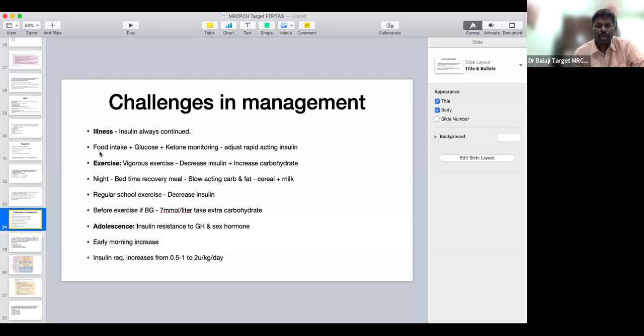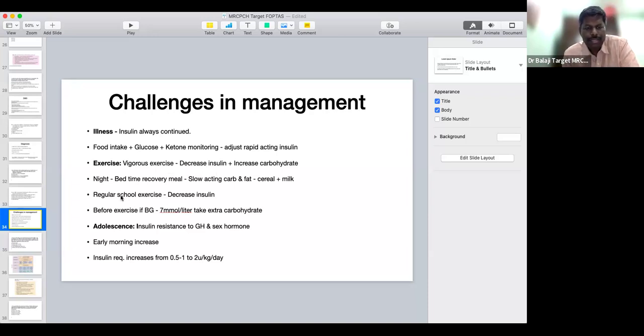So maybe you have to give an extra dose of rapid acting insulin if the ketones are going to be positive, or if the glucose is going to go down, you have to reduce the rapid acting insulin. Similarly, in exercise, if you are going to do a vigorous exercise like a marathon, then you have to do both. You have to decrease the insulin dose as well as take an extra carbohydrate.